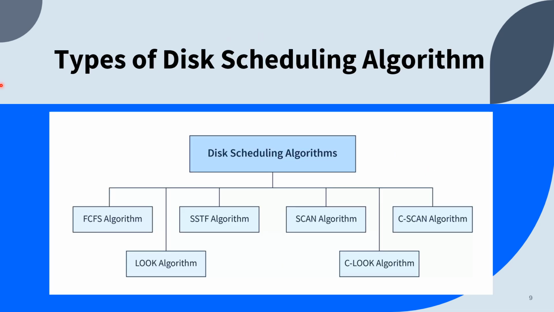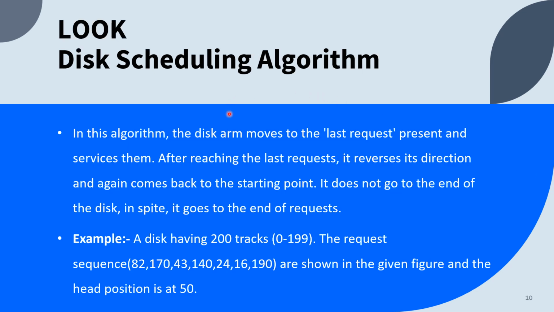Now, let's take a look at the types of disk scheduling algorithms. These are the types: FCFS, first come first serve, SSTF, shortest seek time first, SCAN, circular SCAN, LOOK, and C-LOOK. In this video, we are going to learn about the C-LOOK algorithm. Before learning about the C-LOOK algorithm, we have to know about the LOOK algorithm, because C-LOOK is a modification of LOOK.